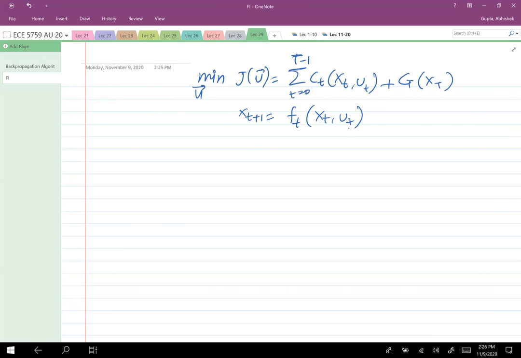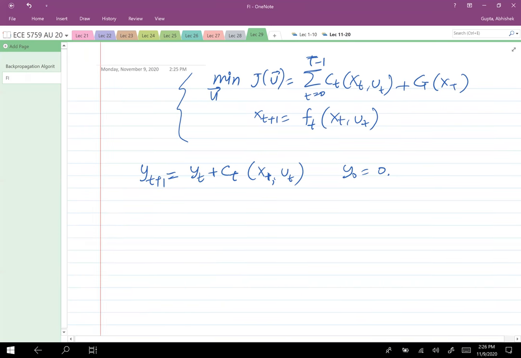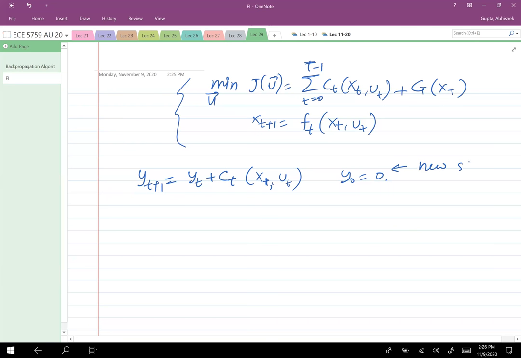So one way to transform this problem into a problem with the terminal cost is as follows. I'm going to add an additional state y_{t+1} equals y_t plus c_t(x_t, u_t), and y_0 is equal to 0. So I start with a zero state. This is an augmented state, a new state that I have added, which I initialize with 0. And at every point of time, I'm just going to add to the existing state the current cost that is accrued by the system.